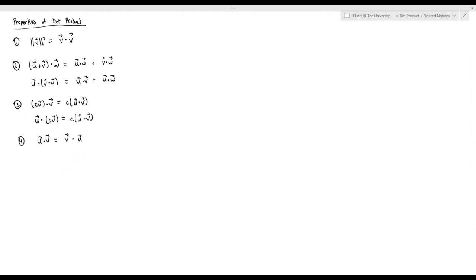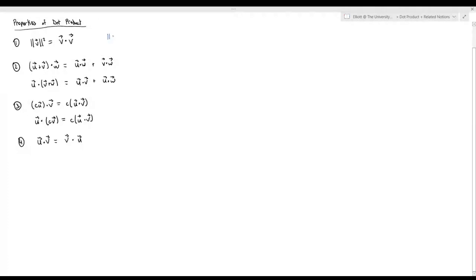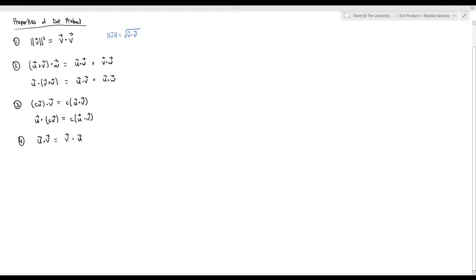So I listed a bunch of properties of the dot product just now. We'll just touch on each of them real quick. I already talked about this first property, although I wrote it as the norm of a vector squared is the vector dot product with itself. This is just a restatement of one of the formulas from the previous page, except I squared both sides.